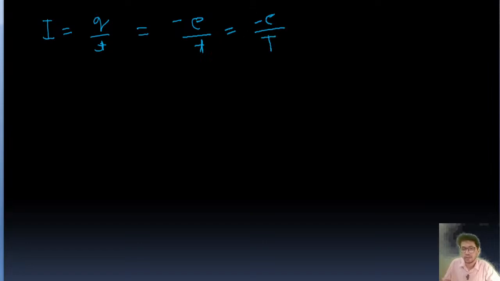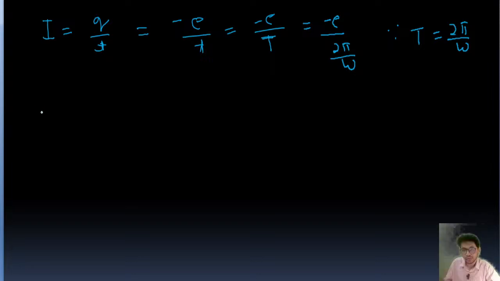Next, guys, I is the current, and current is Q upon T. If an electron moves around the orbit, the charge is minus e, and T is the time period of completing one circle. So I is minus e upon T, and the value of T is 2 pi upon omega.